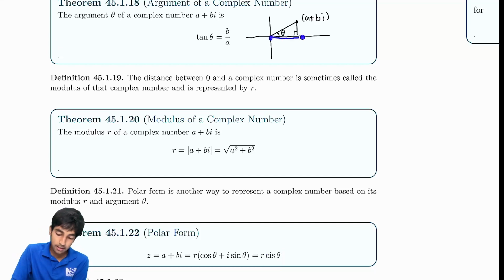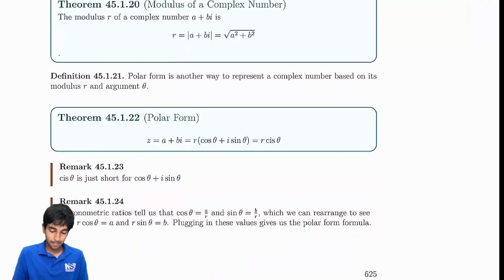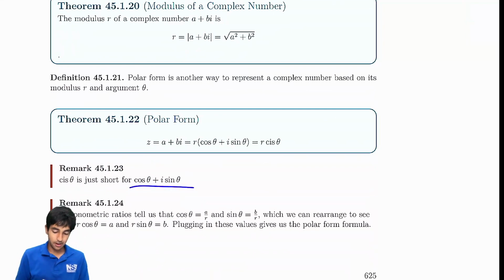So r cis 0 would be r. r cis theta would just be this point over here, and this is going to be equal to a plus bi. And cis, what is cis? This is short for cosine plus i sine. You can see here, cis. Yeah, I mentioned that here.